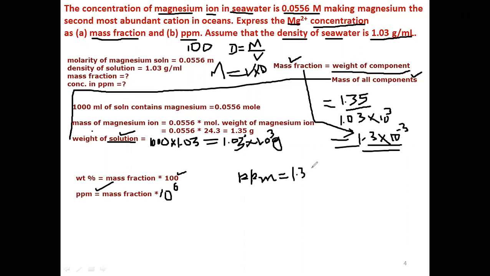So by applying this formula, ppm is equal to 1.3 into 10 raised to the power minus 3 into 10 raised to the power 6. So please forgive me for this handwriting. My handwriting on computer is not good, but I am improving. I will definitely improve in my coming lectures. So if you solve it, it is 1.3 into 10 raised to the power 3. So this is the amount of magnesium in solution in terms of ppm.